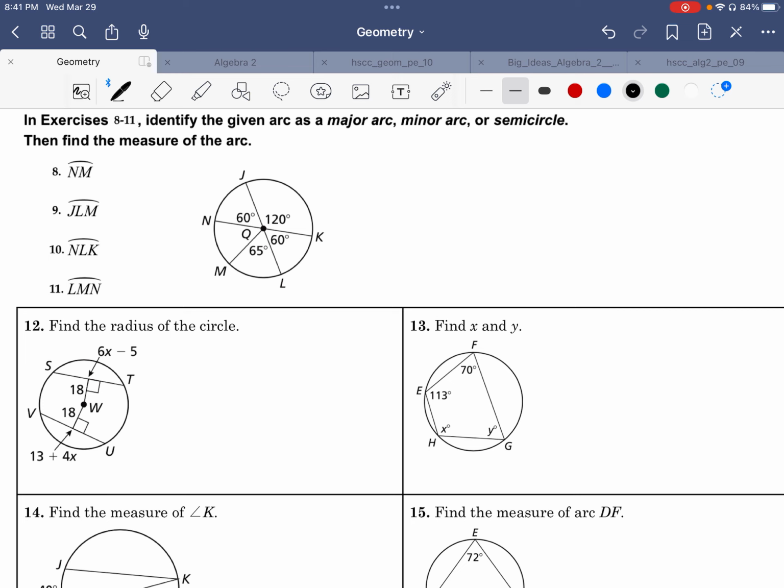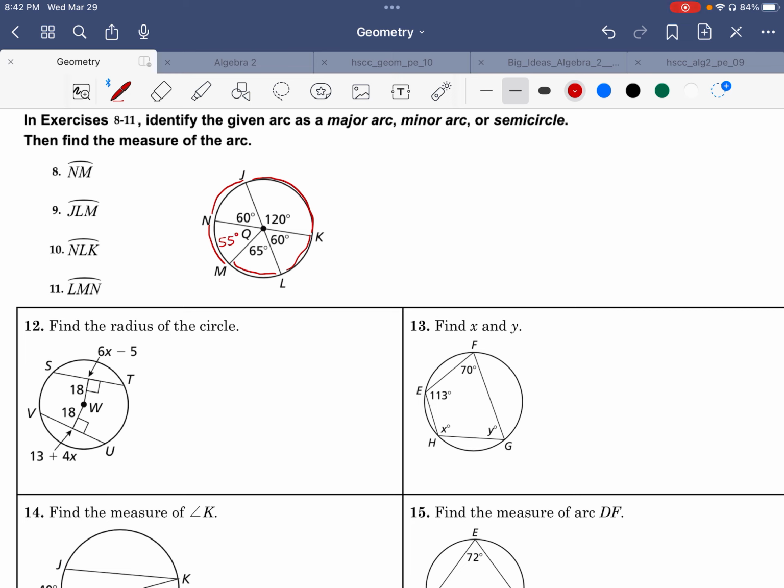Okay, so identify the given arc as a major arc, minor arc, or semicircle, then find the measure of the arc. Before I do problems like this, what I like to do is just figure out what all the arcs are. So we have 120 here, 60 here, and 60 here. That's a total of 240 plus this right here, 65. That's going to give us 305. This needs to add up to 360. So this right here is going to be 55 degrees.